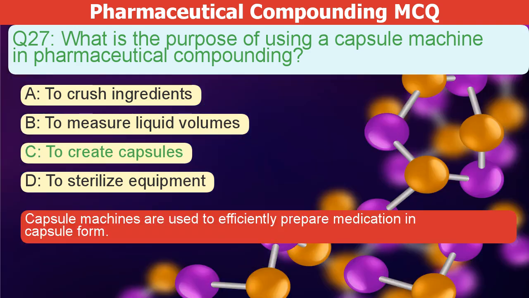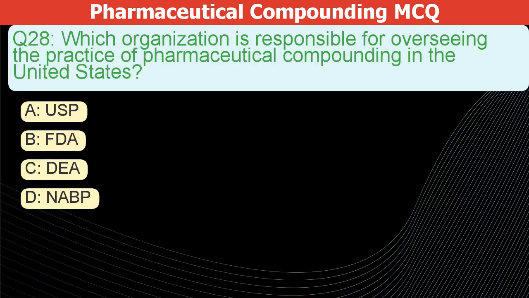The correct answer is C. Capsule machines are used to efficiently prepare medication in capsule form. Which organization oversees pharmaceutical compounding in the United States? A. USP. B. FDA. C. D. NEBP.